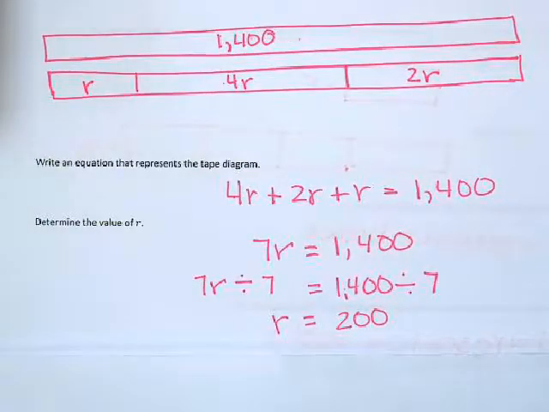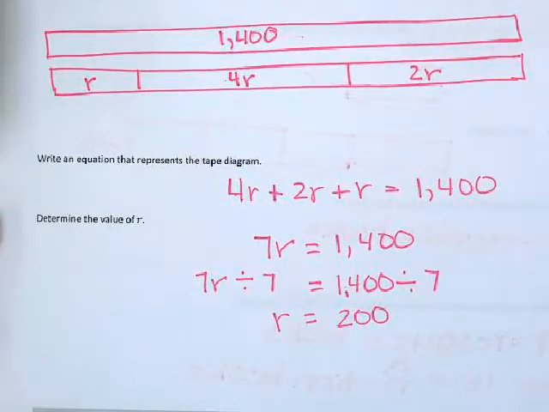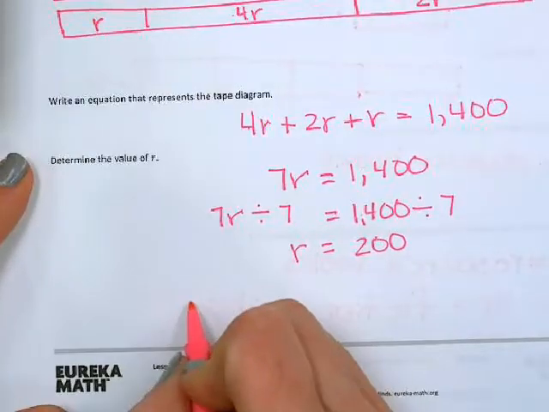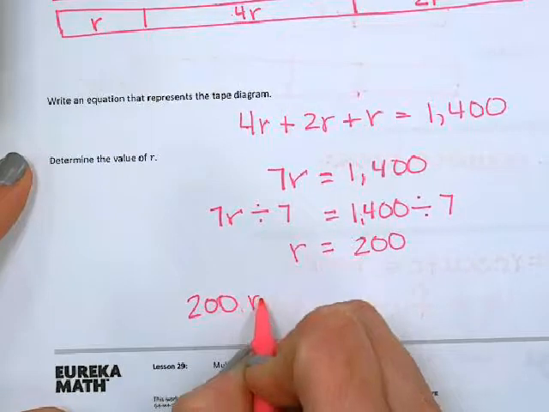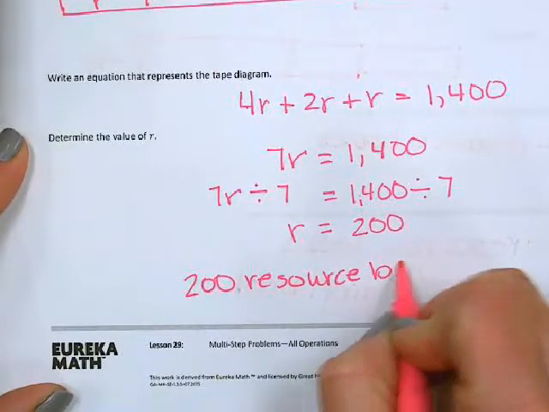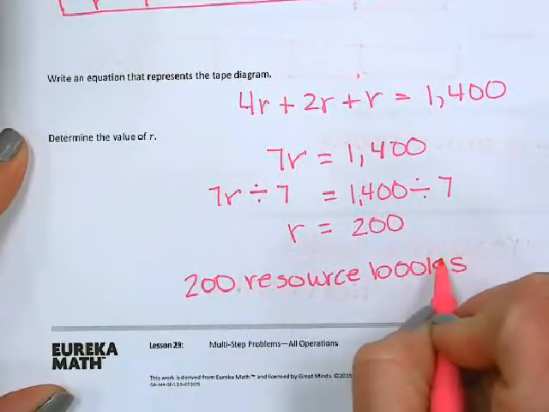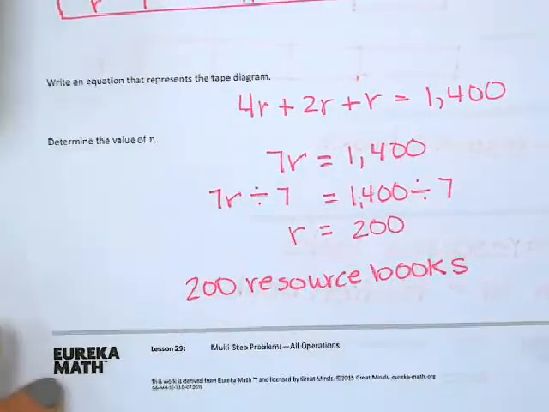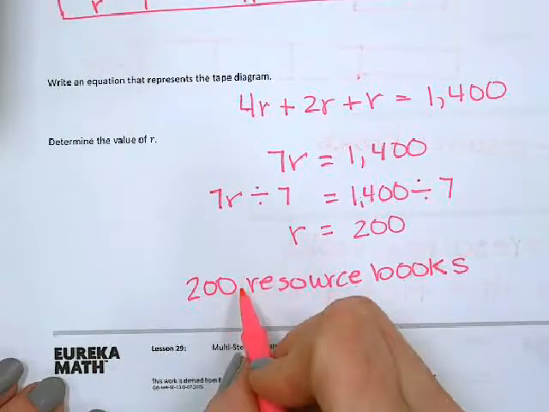Well, what does that R mean? What is that telling me? Well, let's think about the reason we chose that variable. That R stands for resource books. So what this means is that there are 200 resource books in the library. So of the 1400, 200 of those are resource books. That's what that R is telling me.